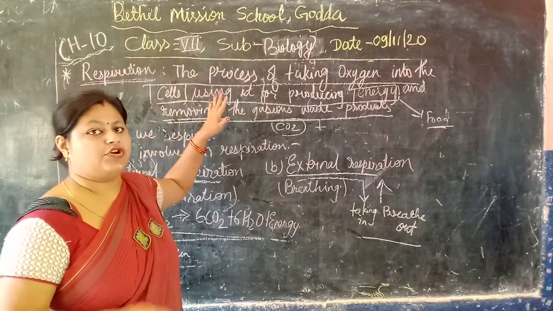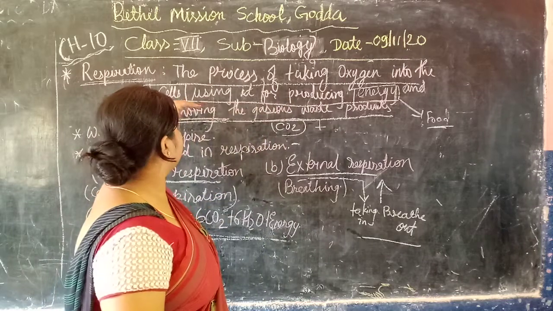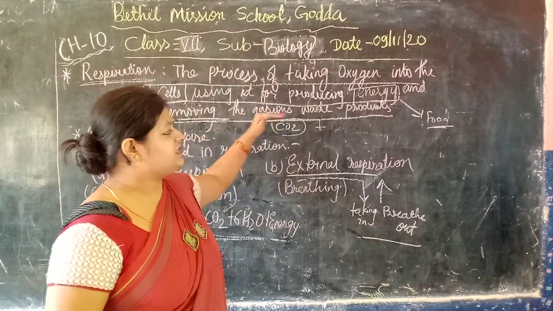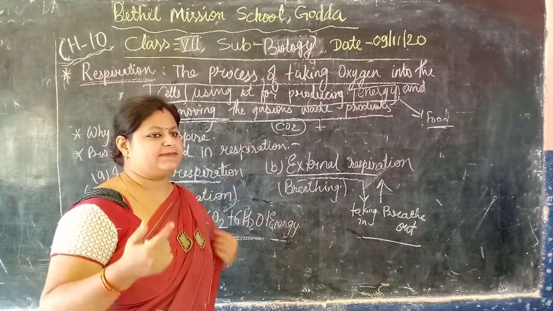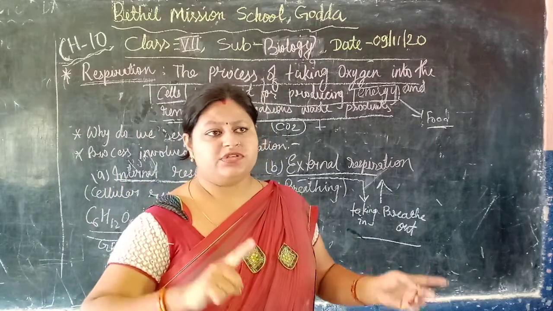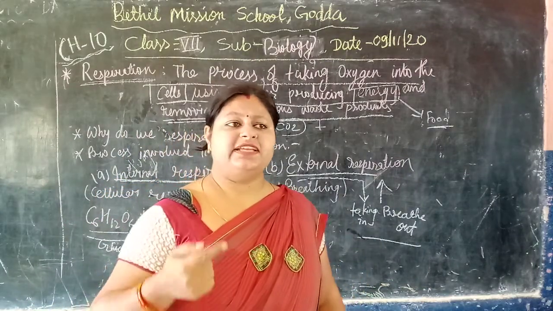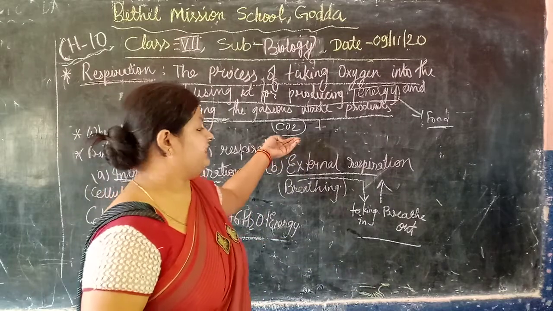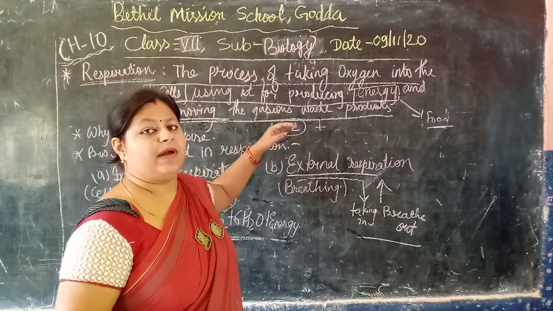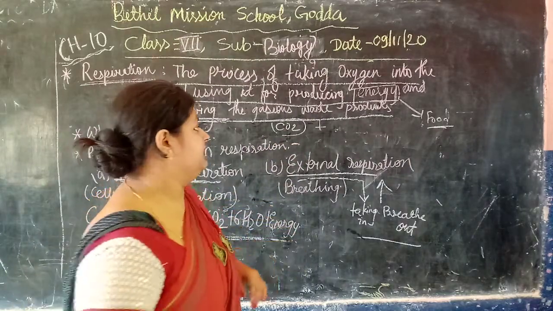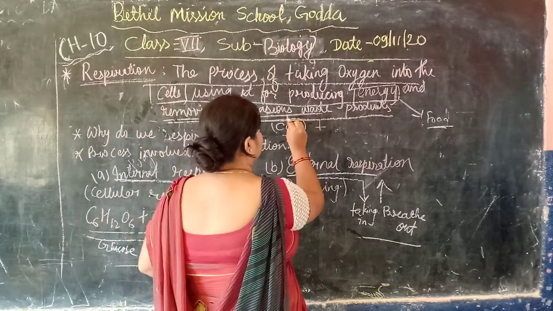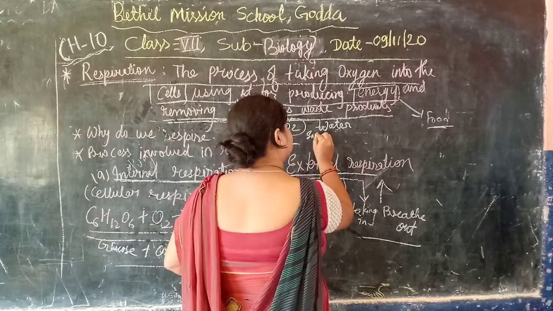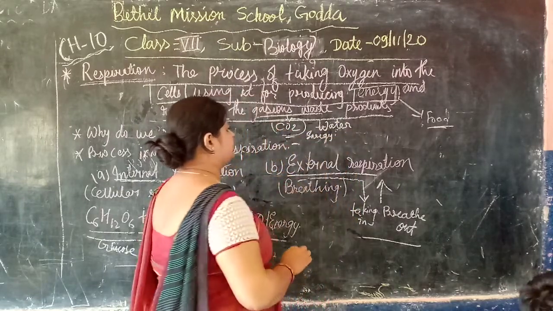Respiration is the process of taking in oxygen into the cell, using it for producing energy, and removing the gaseous waste produced. What is respiration? It is the taking in of oxygen, using that oxygen to produce energy, and giving out the byproducts. What are the byproducts? Carbon dioxide, water, and energy.